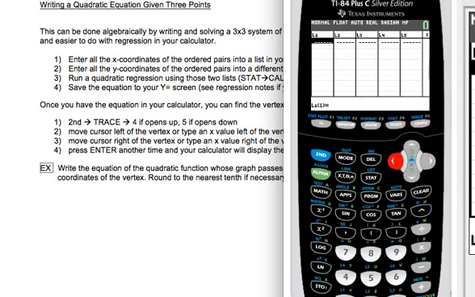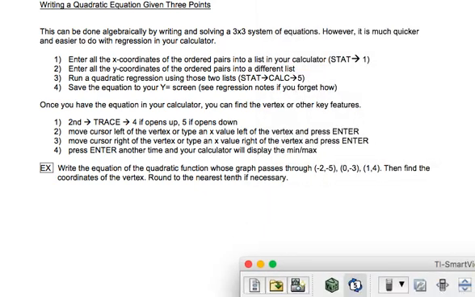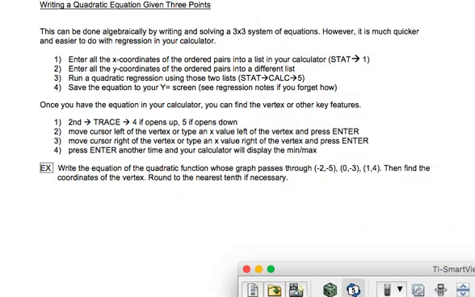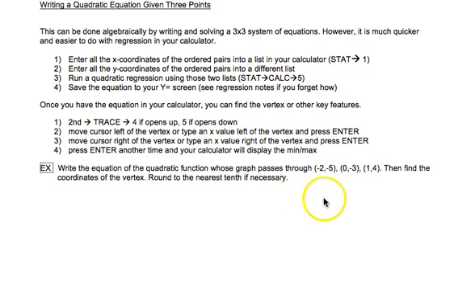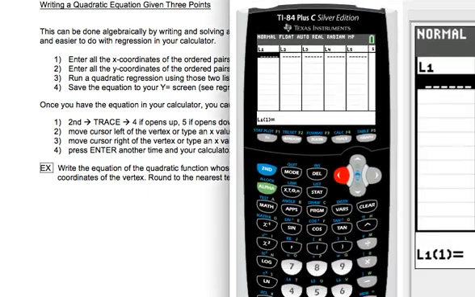So list 1 is supposed to be the x coordinates only. So when I look at this example, I see that my list 1 should have -2, 0, and 1, because those are the x coordinates. So I'm going to go ahead and type those in. So -2, enter, 0, enter, 1, enter. Then I'm going to scroll to my left.